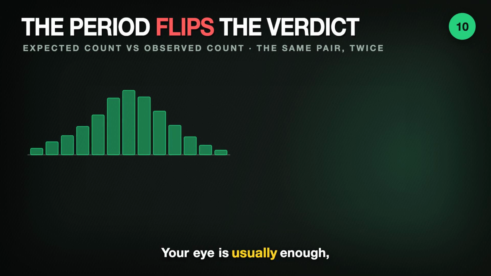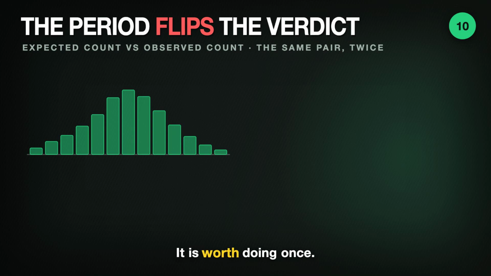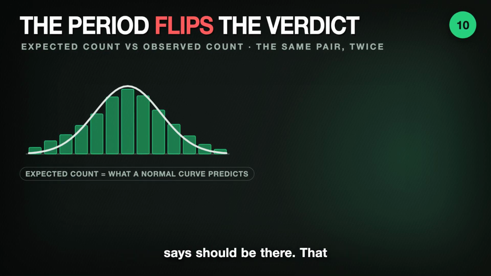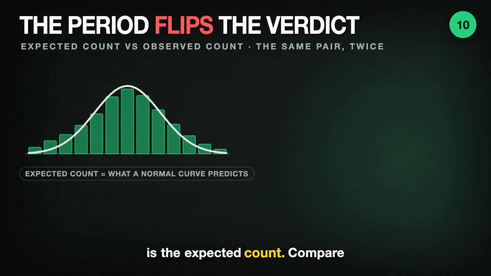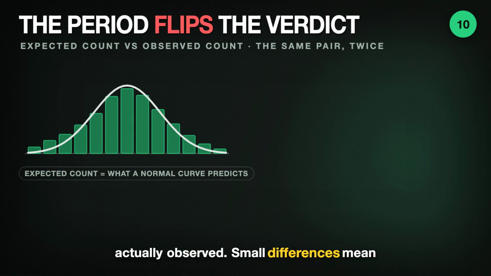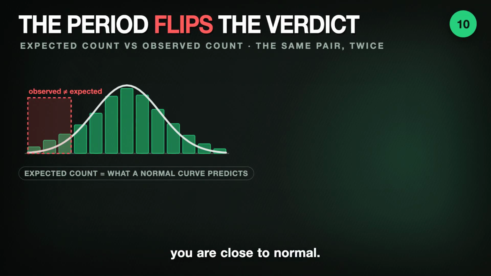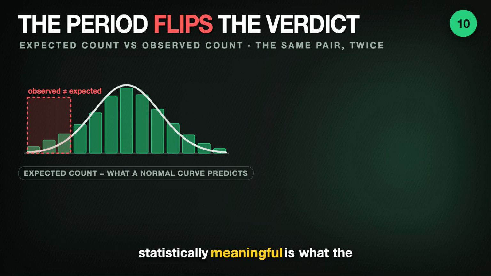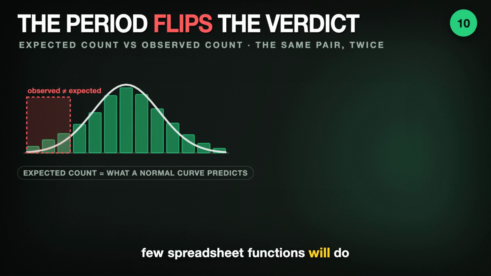Your eye is usually enough, but let us look at how you confirm it statistically. It is worth doing once. The method goes like this. For each bucket, compute how many observations a normal distribution says should be there. That is the expected count. Compare it with the count you actually observed. Small differences mean you are close to normal. Large ones mean you are not. Whether the difference is statistically meaningful is what the p-value tells you. A few spreadsheet functions will do it.